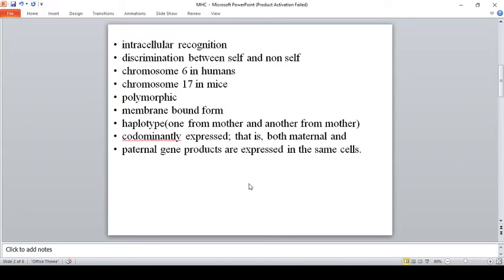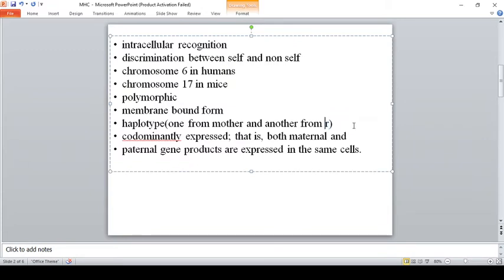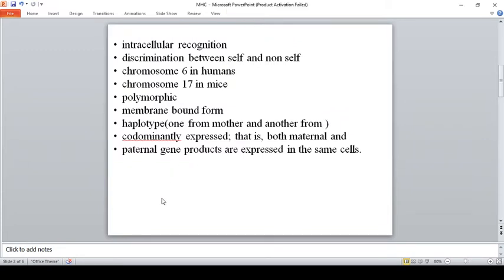and in mice it is present on chromosome 17. The genotype of this MHC is polymorphic, and usually MHC is present in a membrane-bound form. It has a haplotypic genome, that is one haplotype from the mother and another from the father, and it is codominantly expressed, that is both the maternal and paternal gene products are expressed in the same cell, which is not the case usually. So four concepts you should be aware of: this MHC is polymorphic, it is haplotypic, it is codominantly expressed, and it is present as a membrane-bound form.